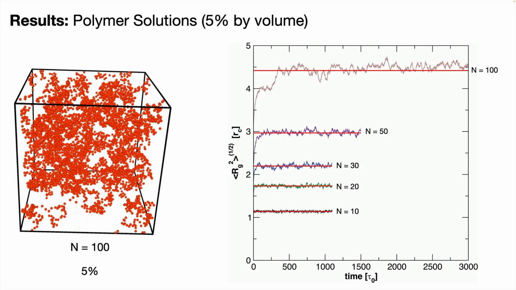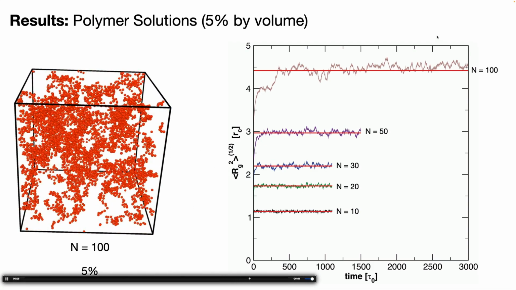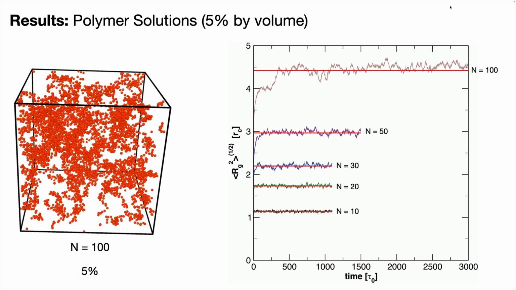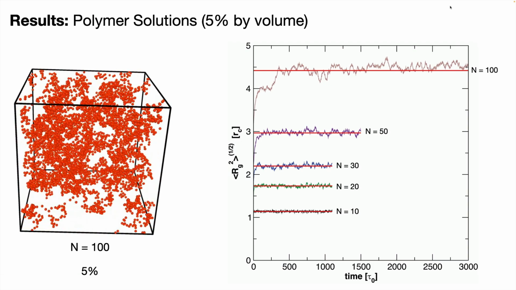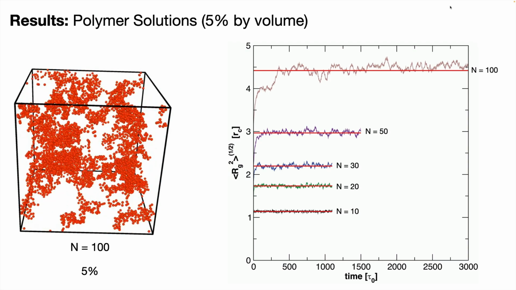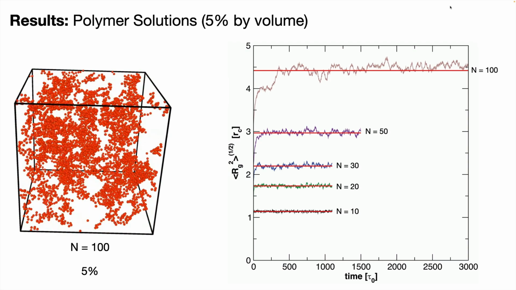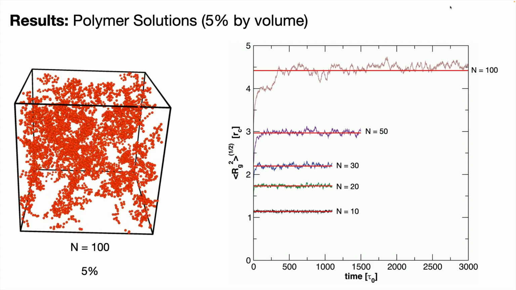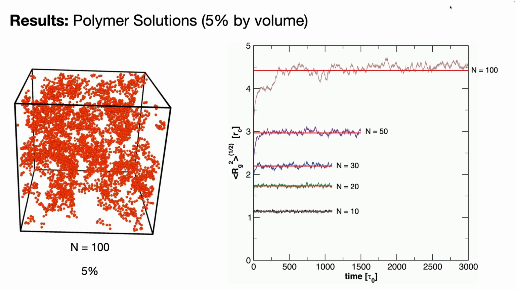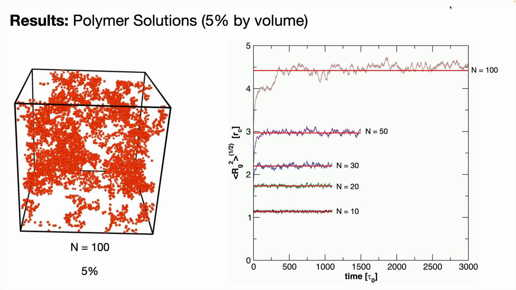What I'm showing here on the left-hand side is the movie that I rendered in Ovito of one of these simulations. This is of the polymer solution where the chain length was equal to 100, and again at 5 volume percent. It's kind of hard to make heads or tails of it, because we've just got a bunch of particles that are bonded to each other flying around in solution. There's not much useful information to be had from this video.